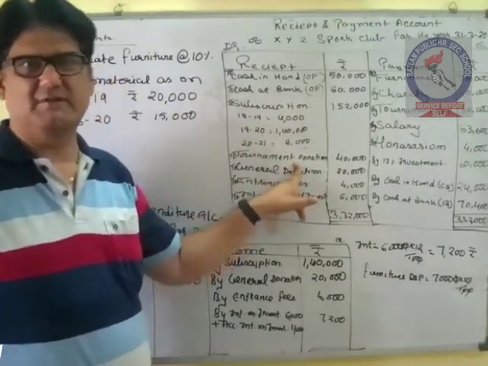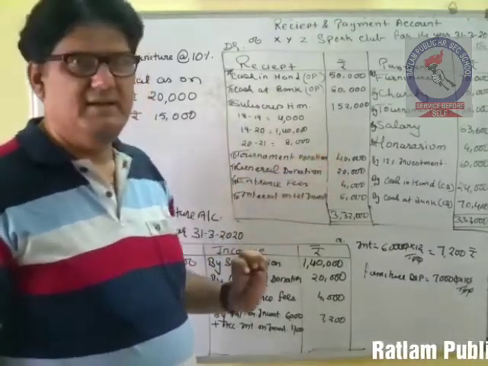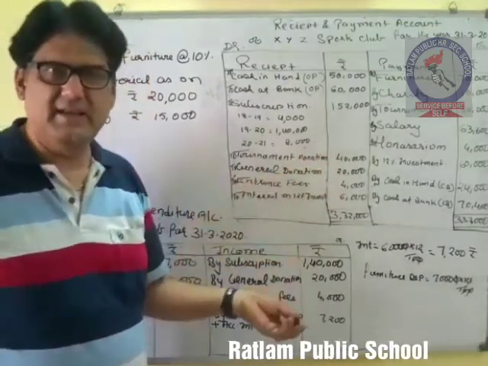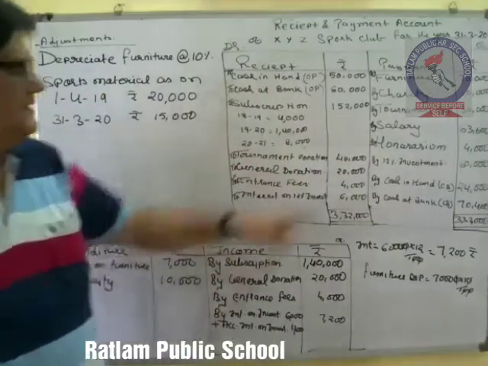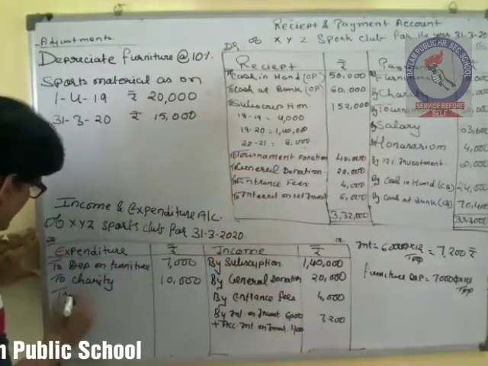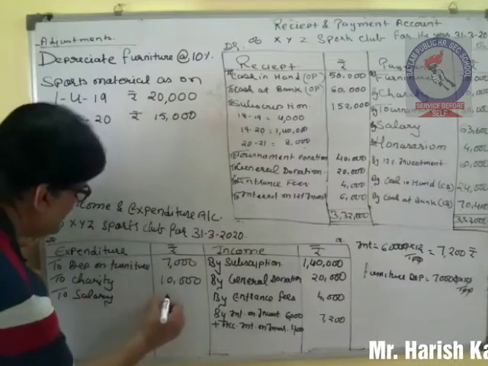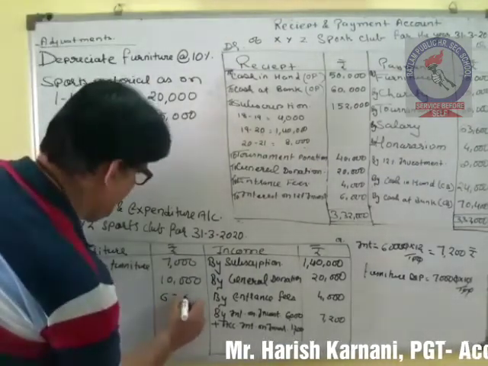So whatever expenditure will be done, we have to use this money. So this is our liability, and still 10,000 will be remaining there in the specific fund while preparing the balance sheet. Then comes salary. So salary again is the expenditure. That is 63,600.